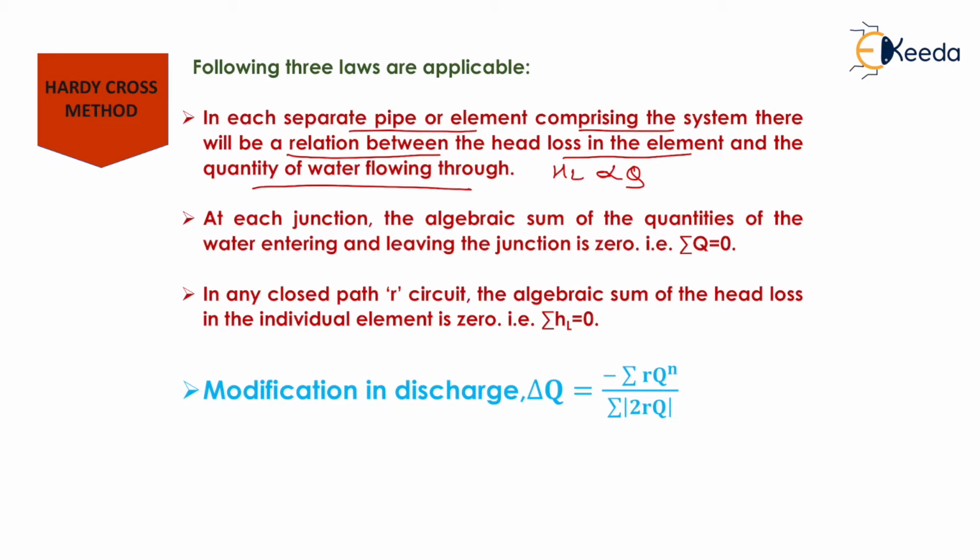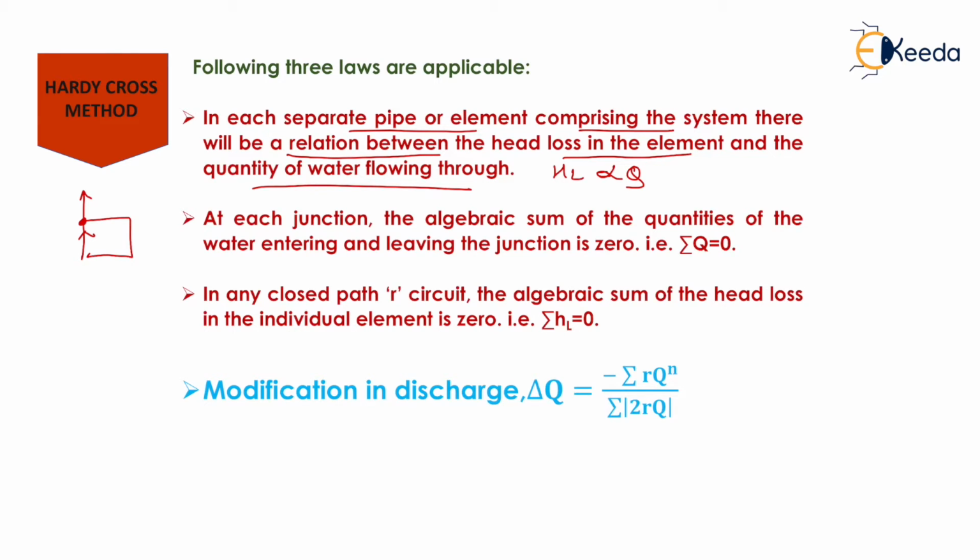Okay, now the next one will be, at each junction the algebraic sum of quantities of water entering and leaving the junction is 0. It means that at each and every junction of pipe the algebraic sum of water entering that junction and water leaving that junction is 0.